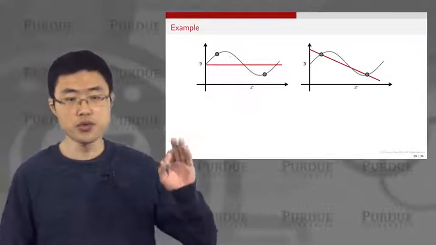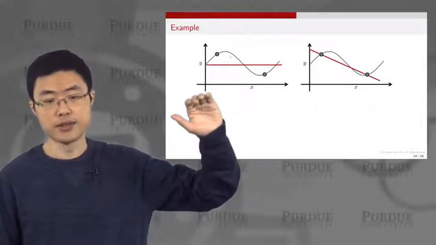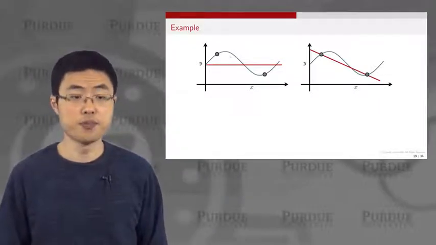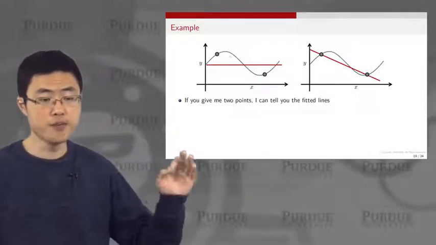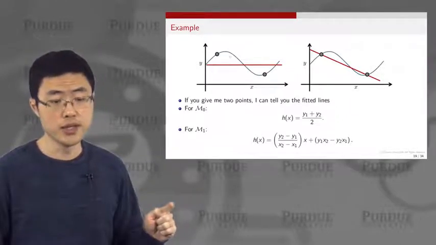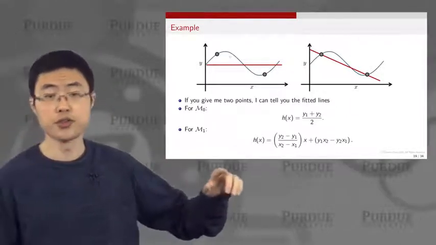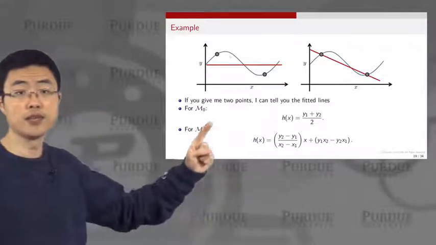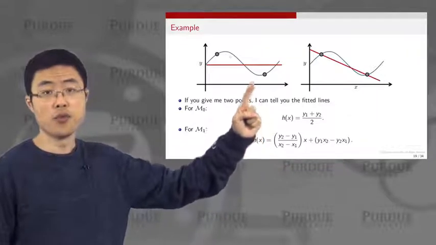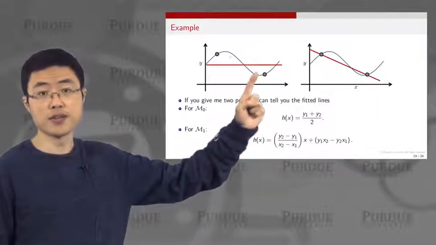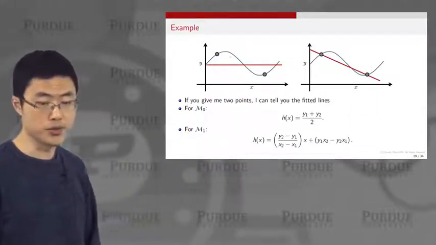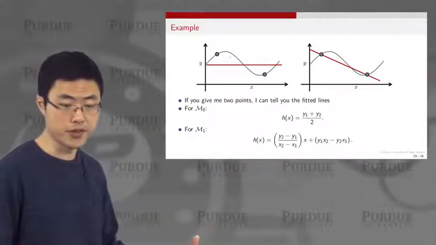If you try to draw a straight line and a first order line for these two data points, you can see that if you give me any two data points, I can tell you a fitted line. For M0, for the first hypothesis, I'm going to give you this equation. That's fairly easy to calculate. This is y1 and y2. I just calculate the midpoint and then I draw a line. That will be that equation. That would be my hypothesis.